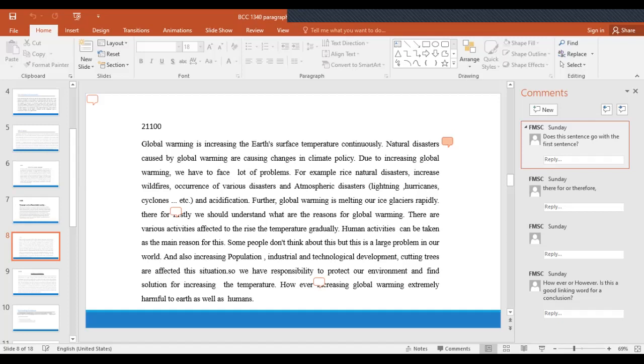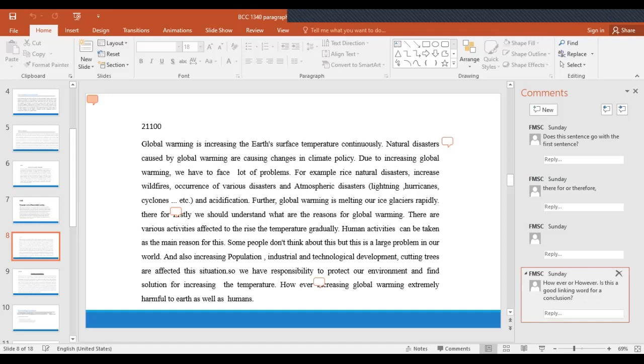your second sentence totally moves on to another side, right? Natural disasters and so on and so forth. Okay, it's just a small correction. Therefore, what is the word that you have tried to include here? And here, however, or however, what is the correct way of writing this word?